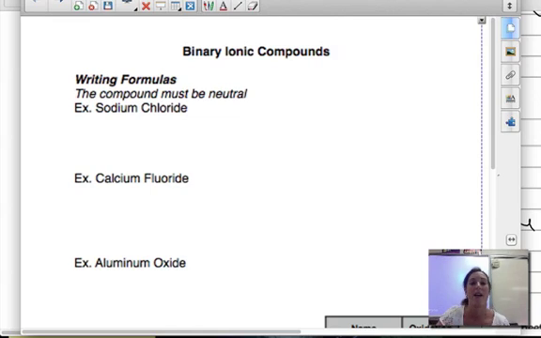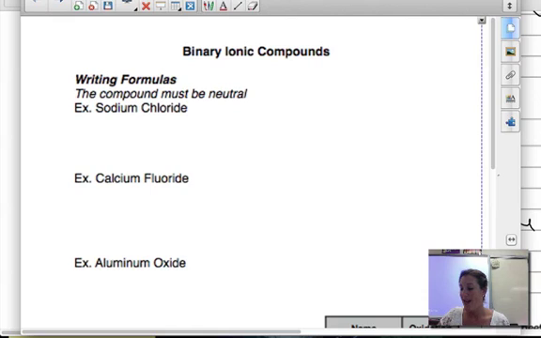This is the second podcast on naming and writing compounds. We're going to be focusing on binary ionic compounds, also ionic compounds that are not binary, and then we're also going to get into covalent compounds. So let's start off with the binary ionic compounds. Again, remember that binary means two.